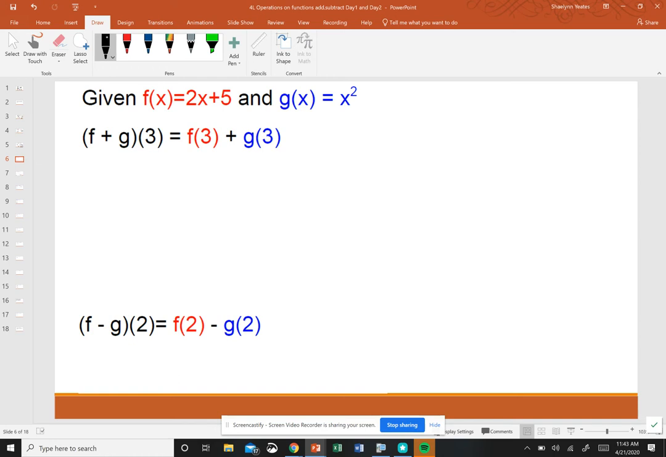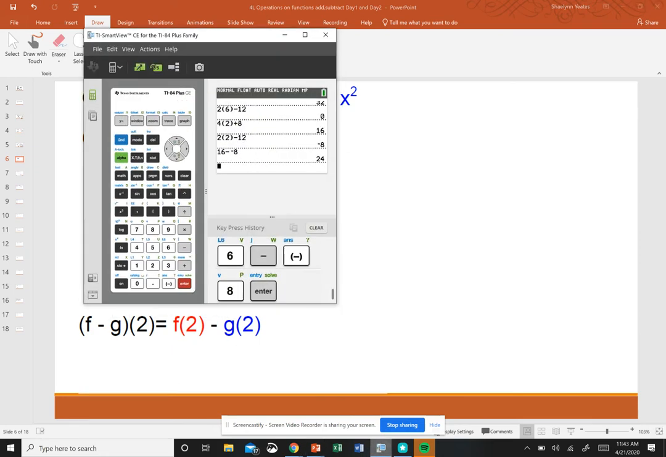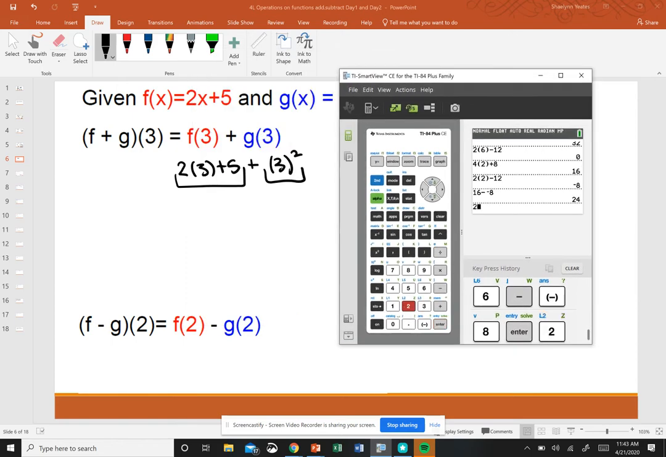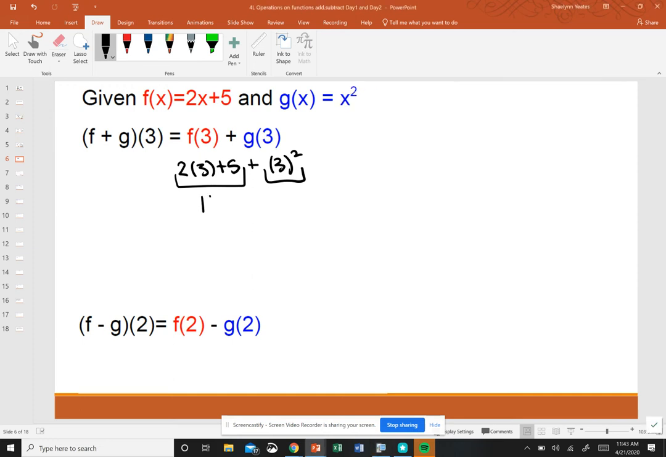So this is going to be 2 times 3 plus 5, and that'll give me one number. And then I'm going to add that to 3 squared. And that'll give me my second number. So I'm going to pull out my calculator. I'm going to do 2 times 3 plus 5, and I get 11. And then hopefully you know 3 squared is 9. If not, you can use a calculator. So we get 11 plus 9, and we get 20. So f plus g of 3 is 20.